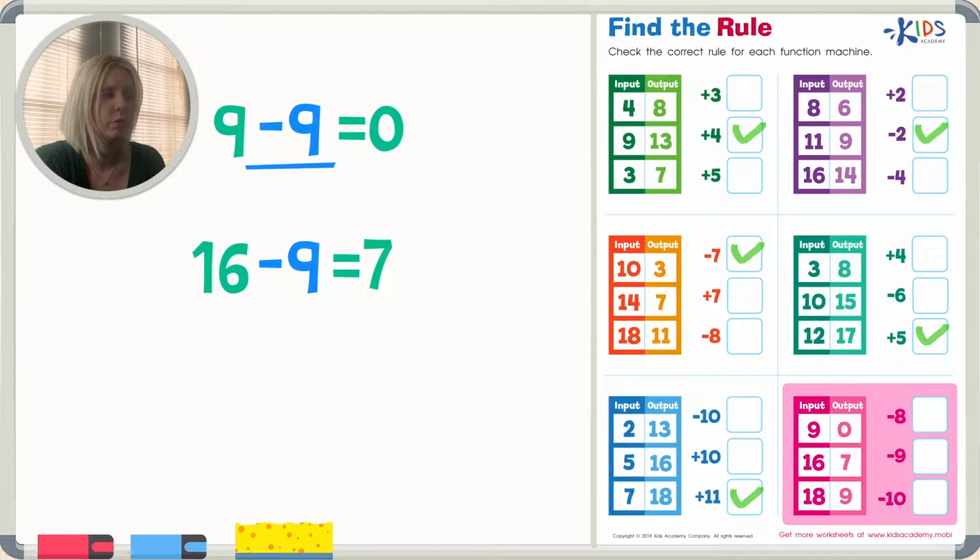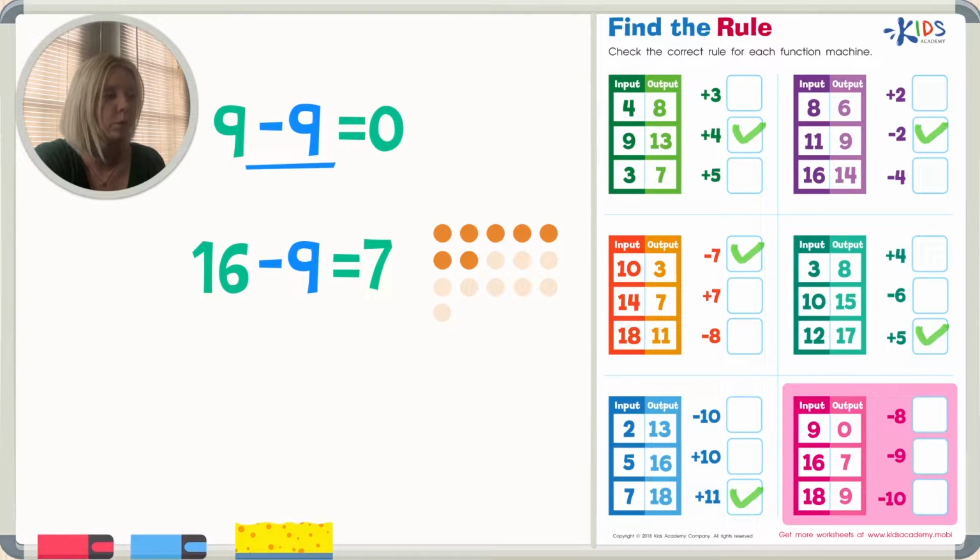Okay, let's draw this one out with our dots. 1, 2, 3, 4, 5, 6, 7, 8, 9, 10, 11, 12, 13, 14, 15, 16. And then we're going to take away 9. So 1, 2, 3, 4, 5, 6, 7, 8, 9. We should be left with 7. I've got 5 up here. 5, 6, 7. Is that right? Yeah, we got it right, didn't we? So I know that minus 9 is the correct answer.